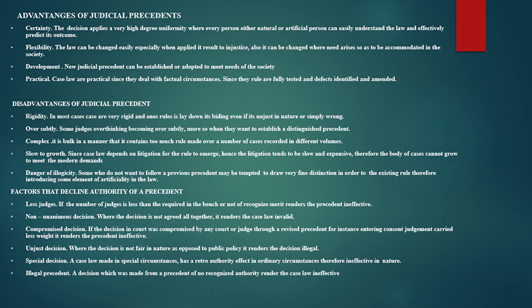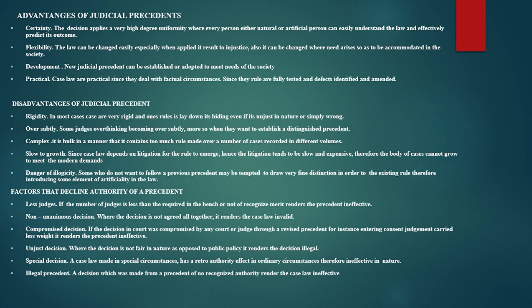Advantages of judicial precedent. One of them is certainty. The decision applies a very high degree of uniformity, where every person, either natural or artificial, can understand the rule effectively and predict its outcome. That is the point of certainty. If you have been given a certain case that was done this way and the outcome was this way, it is easier to understand the rule since it is not so complicated.